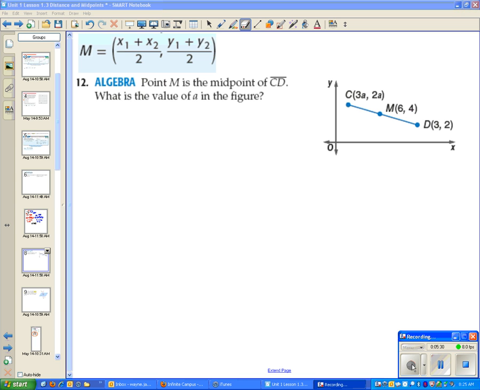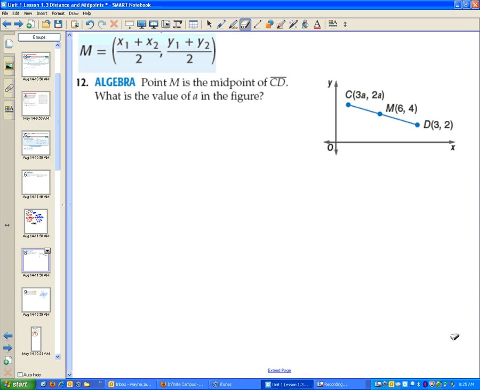So if we look here at 12, we've got the same thing going on, right? They tell us that M is the midpoint, and it has coordinates (6, 4), and we know the coordinates of D, the honest-to-goodness coordinates of D, and they tell us the coordinates of C, but they're variable expressions. So we're supposed to find the value of a in this figure.